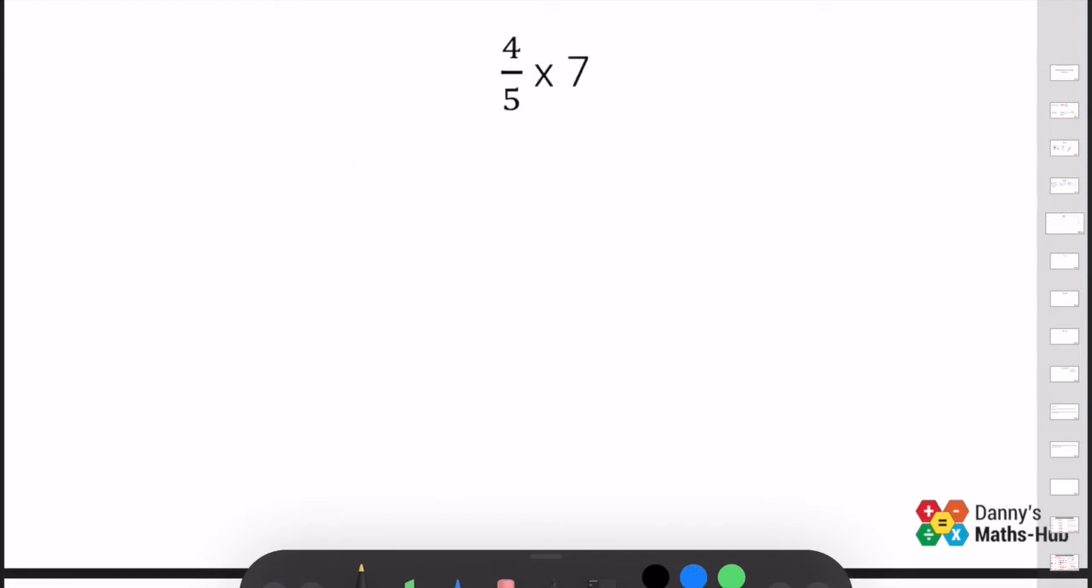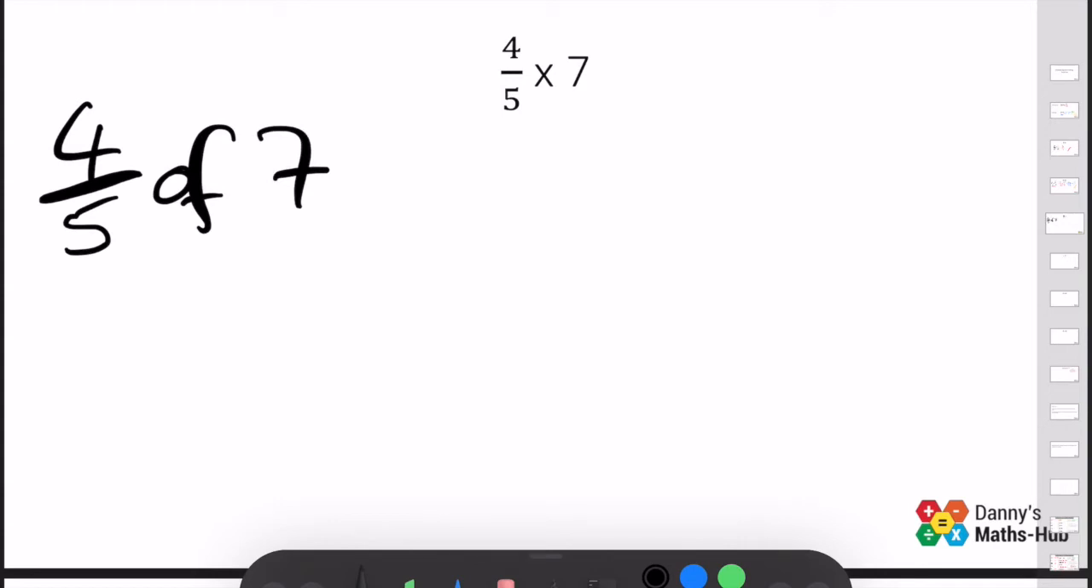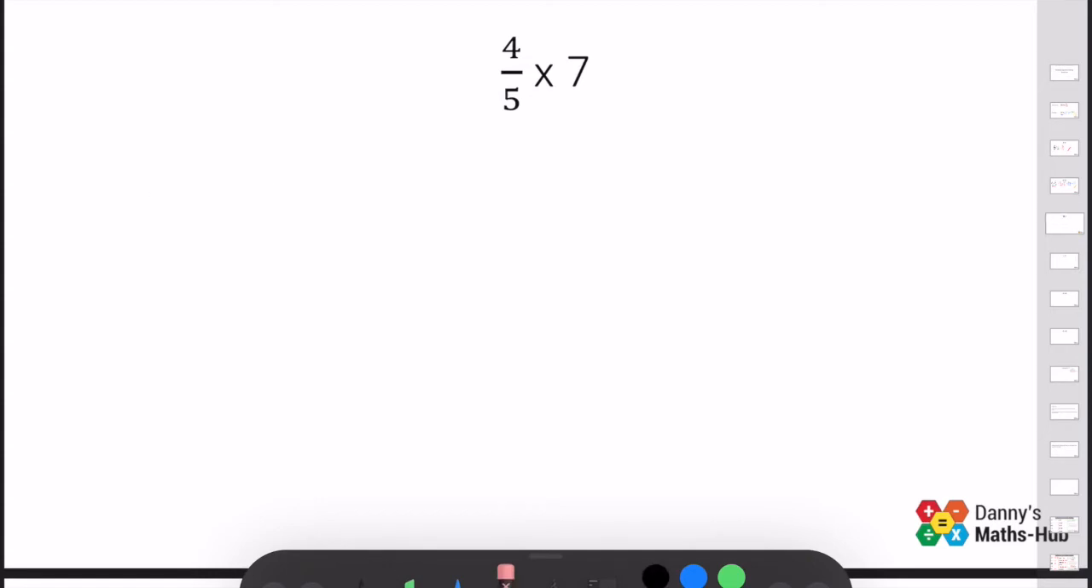4/5 times 7. Now this can also be written as 4/5 of 7. That's exactly the same question. Okay, it's also known as a fraction of an amount. However, I'm going to show you how we solve this if we just wanted to treat it as a normal sum of 4/5 times 7.